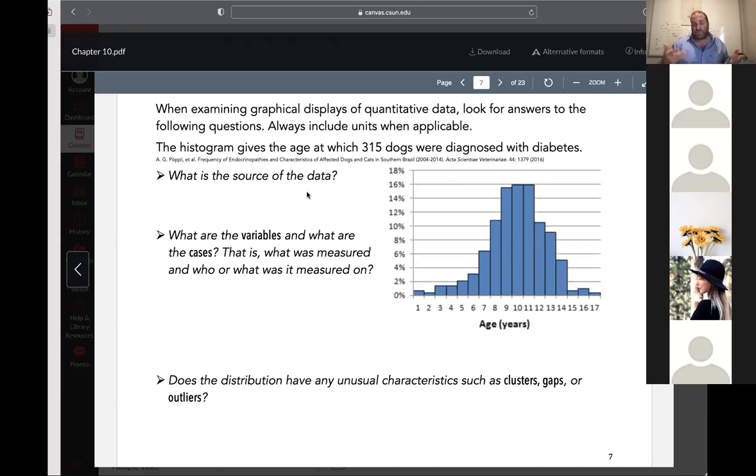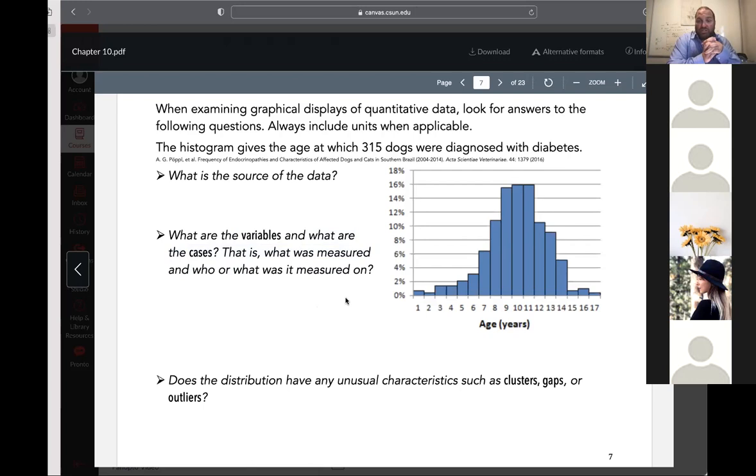Now, why do you care about the source of the data? Well, different sources are more reputable than others. So always ask, is it coming from TMZ or is it coming from the Wall Street Journal or something like that? You might trust or believe in some data versus others. Next, what are the variables and what are the cases? That is, what was measured and who or what was it measured on?